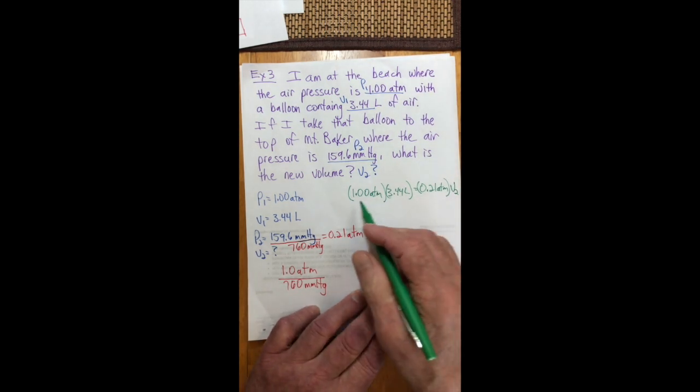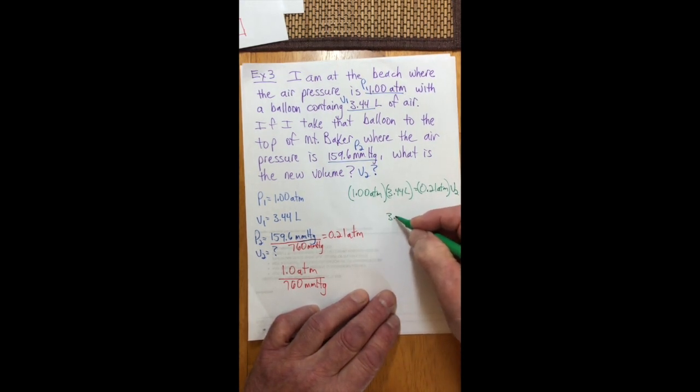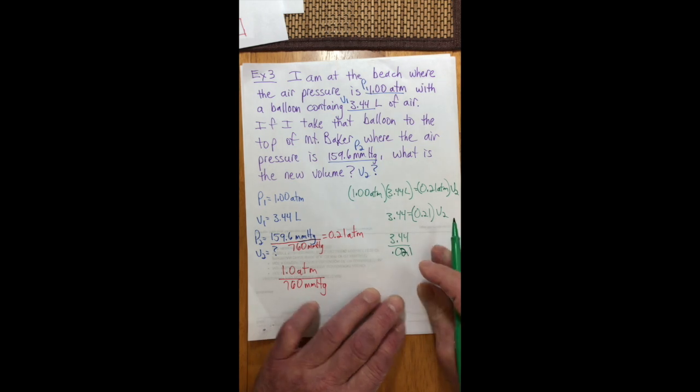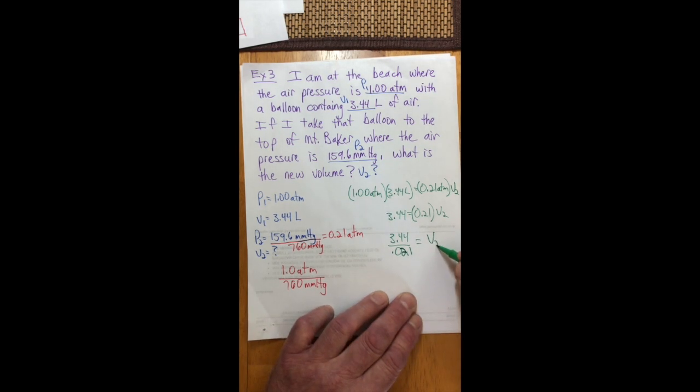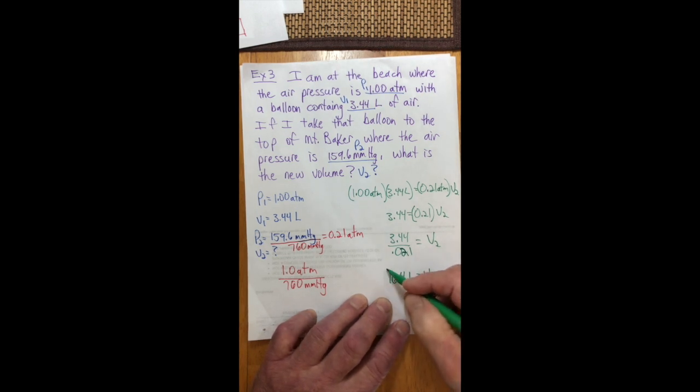So there it is. Well, I can pretty easily do that. 1 times 3.44 is equal to 3.44, and that's going to be equal to 0.21 atmospheres, basically, times V2. So I'm going to bring that over here, and I'm going to have 3.44 divided by 0.21 gives me V2. And when I divide that, I get a pretty big number compared to what I started with. 16.4 liters equals V2.